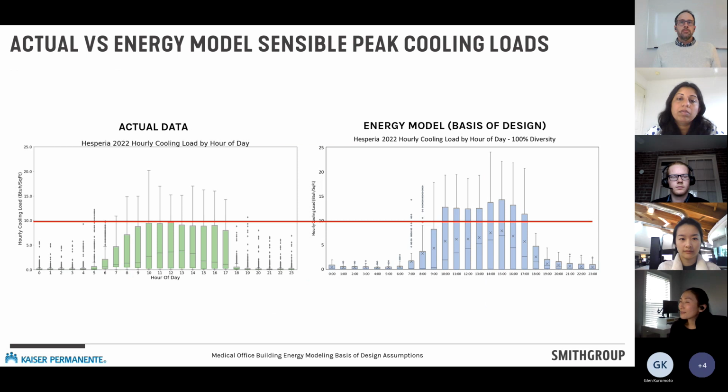We always like to start kind of with the end in mind. So I'm going to share some of the results that we found, and the rest of the team will dig into the details of how we got there. So to the left is the yearly actual cooling data. And then to the right is our energy model built off the basis of design assumptions. As you can see, the red line is the peak from the actual data, and the energy model's blue lines extend above that.